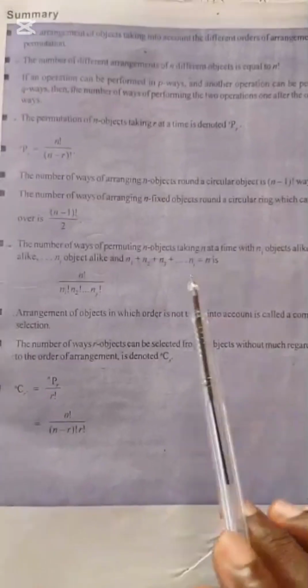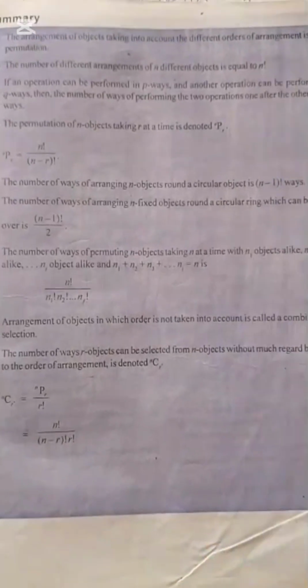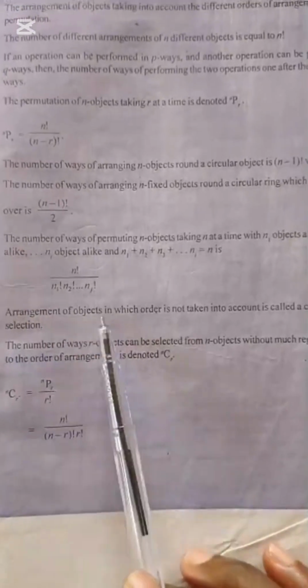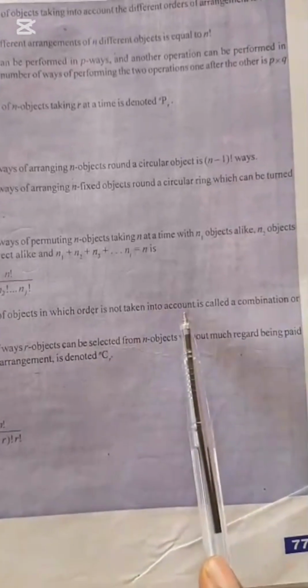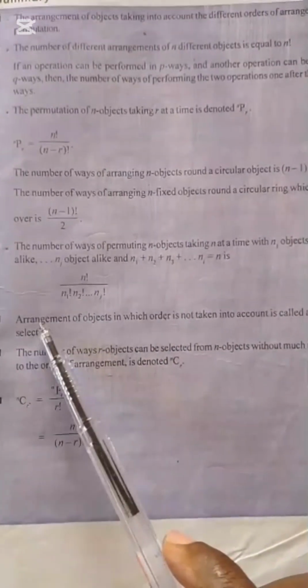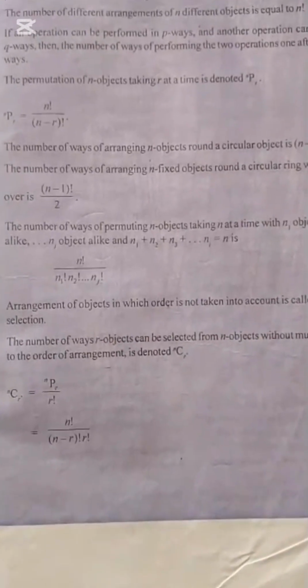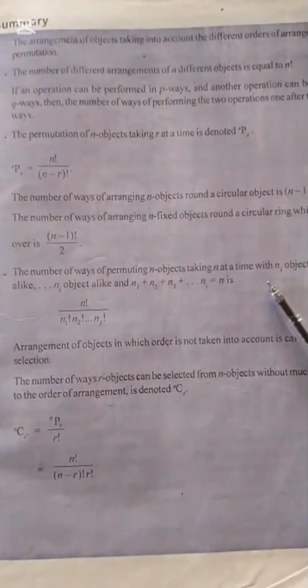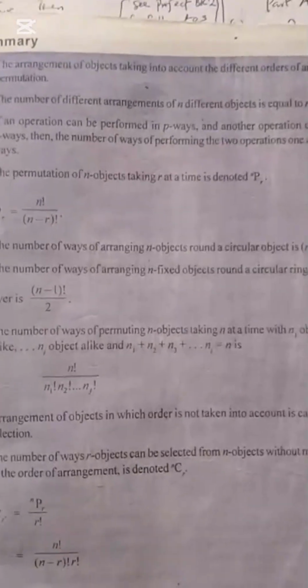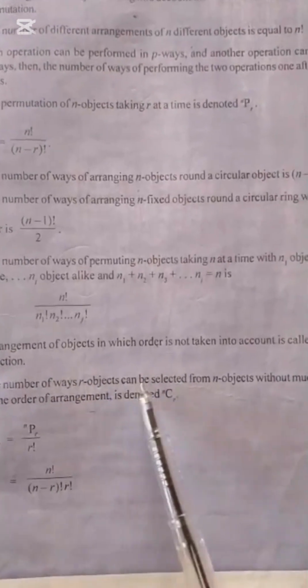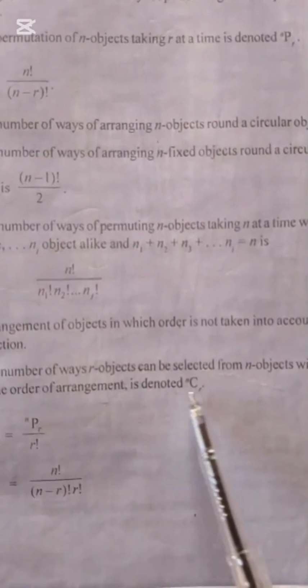Alright, so let's also talk about what we call combination, because the topic is permutation and combination. Arrangement of objects in which order is not taken into account is called a combination or a selection. So a combination is basically a special type of permutation in which the order is not taken into account. Now the number of ways r objects can be selected from n objects, without regard being paid to the order of arrangement, is denoted n choose r.